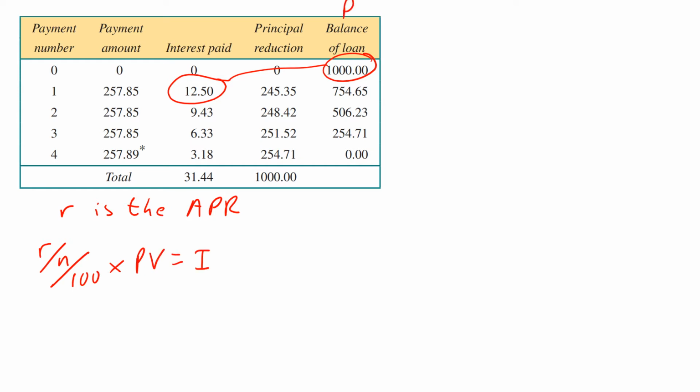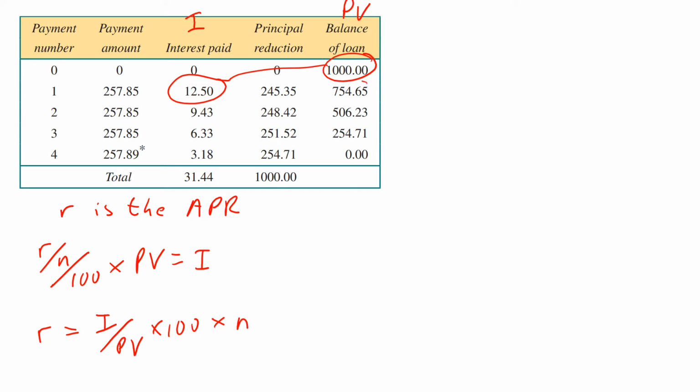So this is your PV. I mean, the one below it's probably the FV. It depends where you want to stop. And this is your I. But you probably want to find R. It's often a question. So R equals I over PV times 100 times N.